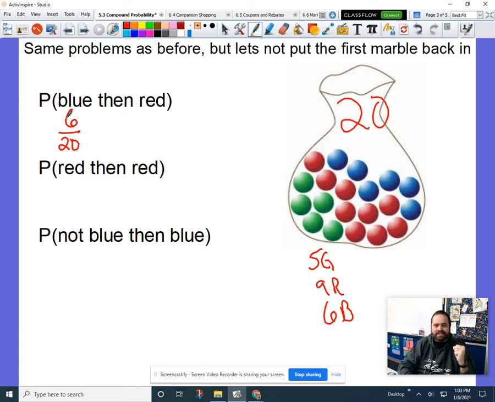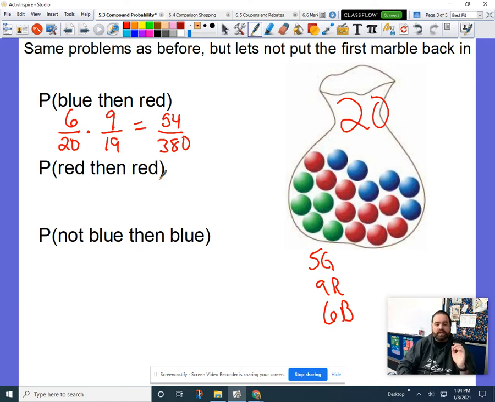However, we're not going to put that blue marble back in the bag. So when I reach in the second time to try and pull out a red marble, there's not 20 marbles in the bag, there's only 19. So for that one, there is 9 reds out of 19 instead of out of 20. When I multiply these together straight across, that's 54 out of 380. Yep, 380.